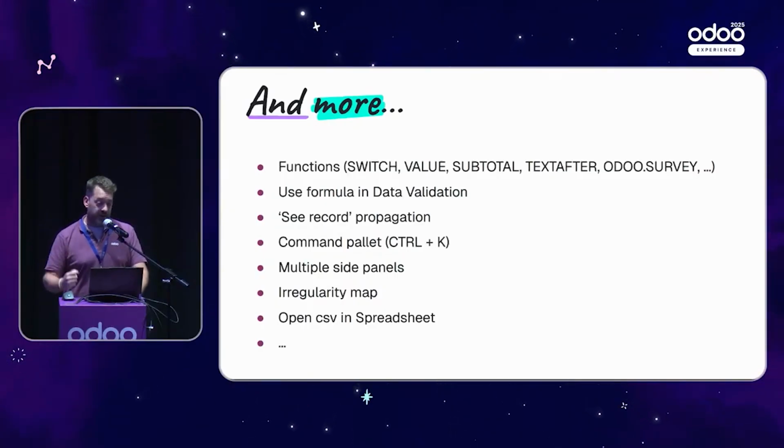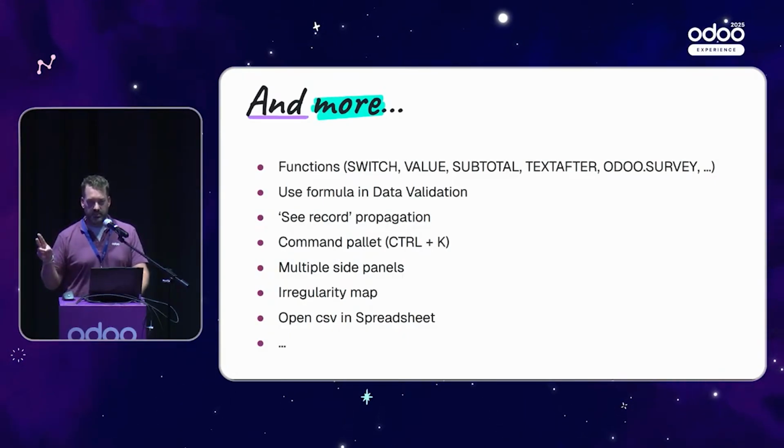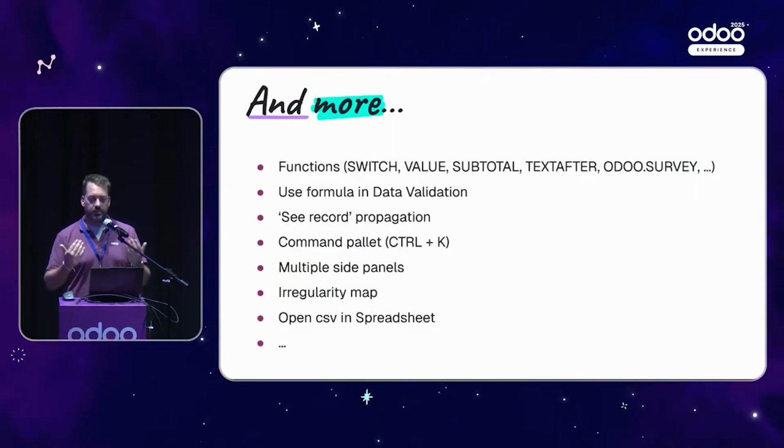We added the comment palette in Spreadsheet as well. So using Ctrl-K, you can now access some menus directly by typing them with your keyboard. You can stack 2 side panels at the same time in Spreadsheet. So let's say you want to compare 2 data sources and check the domain, for instance.